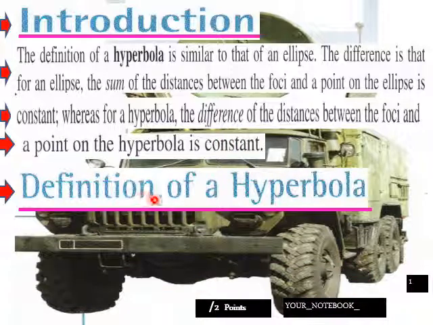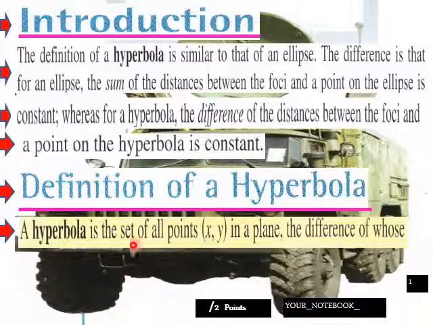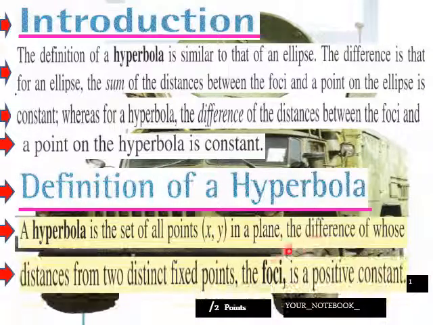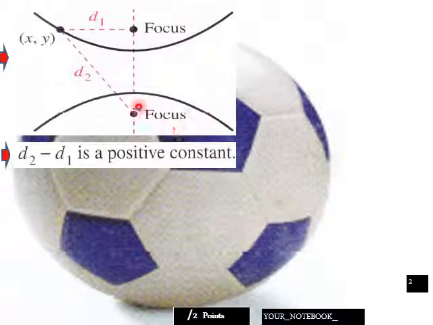So the definition of a hyperbola is a set of all points x, y in a plane, the difference of whose distances from two distinct fixed points, the foci, is a positive constant. So this is your definition here. Students, this should go into your notebook or your notebook guide.